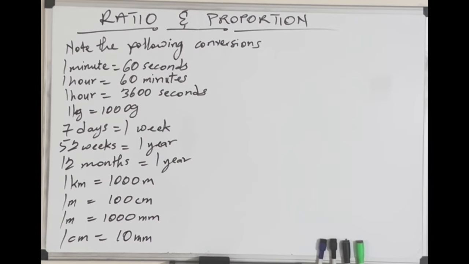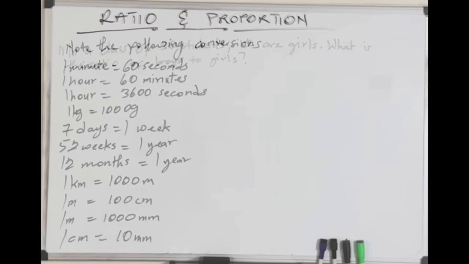Okay, 1 minute is 60 seconds, 1 hour is 60 minutes, 1 hour is 3,600 seconds, 1 kg is 1,000 grams, 7 days is 1 week, 52 weeks is 1 year, 12 months is 1 year, 1 kilometer is 1,000 meters, 1 meter equals 100 centimeters, 1 meter equals 1,000 millimeters, and then 1 centimeter is equal to 10 millimeters.